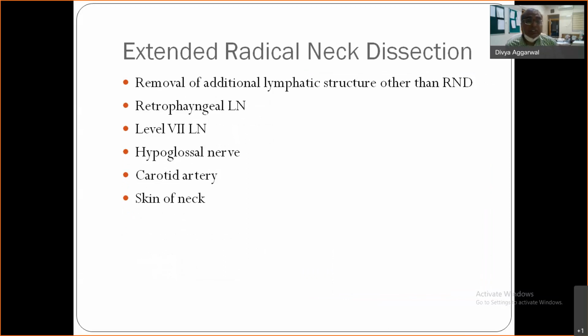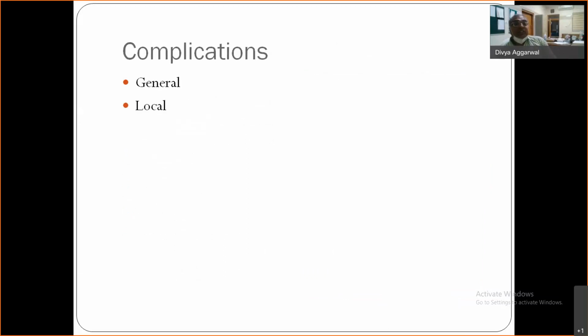Extended radical neck dissection. Here, besides the 1 to 5 neck nodes and the additional non-lymphatic structures, we are also removing certain other lymph nodes, which are the retropharyngeal, level 6, level 7, hypoglossal nerve, carotid artery, and skin of the neck. This is an extended radical neck dissection.